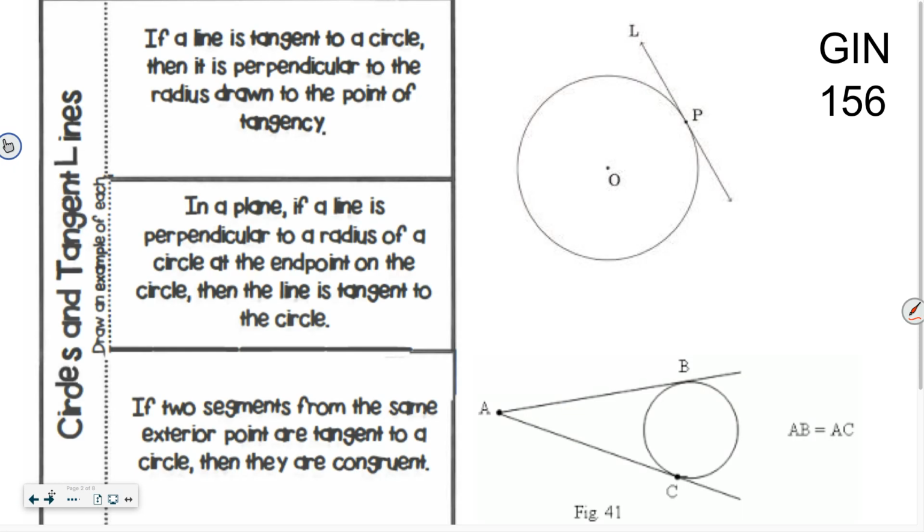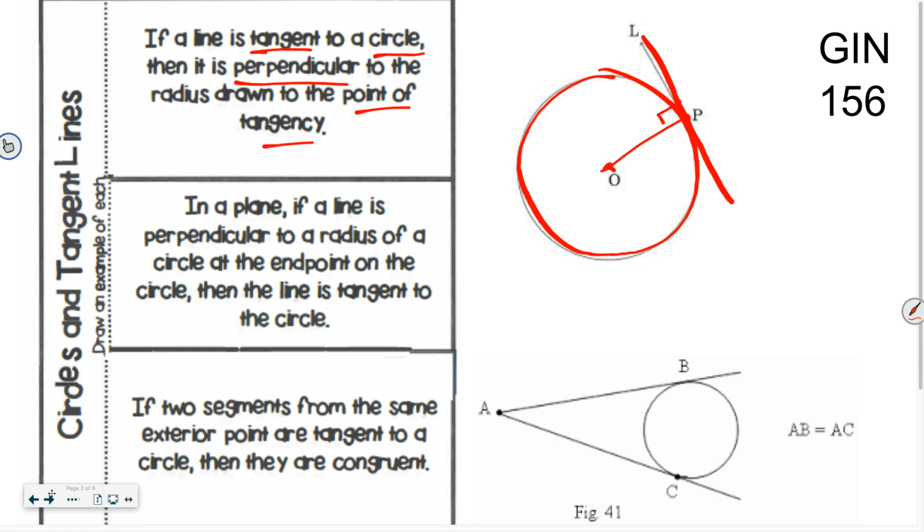All right. So the first thing we have is a few theorems that we want to talk about. The first one says, if a line is tangent to a circle, then it is perpendicular to the radius drawn at the point of tangency. So here I have a circle and a line that is tangent to it. And that means that if I draw a radius from the center to the point of tangency, it's going to be perpendicular or make a right angle. It's going to have 90 degrees.